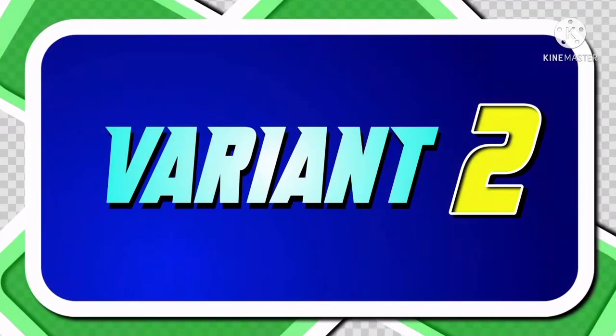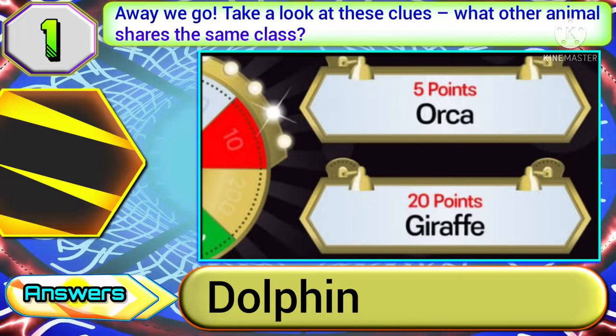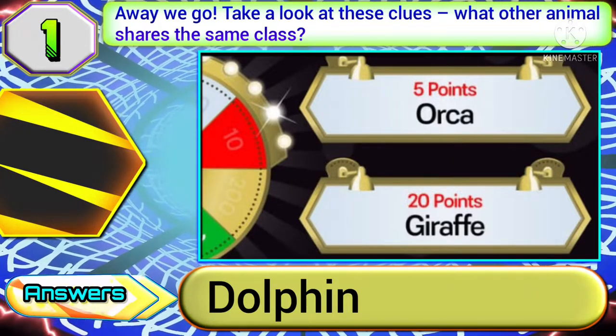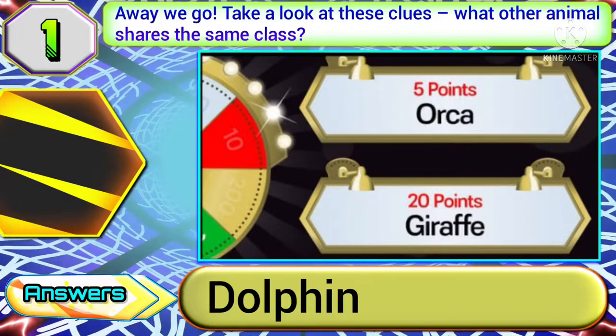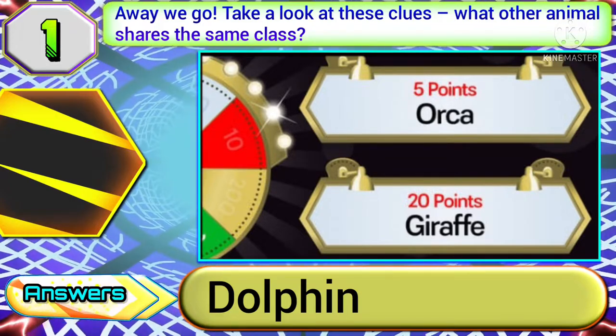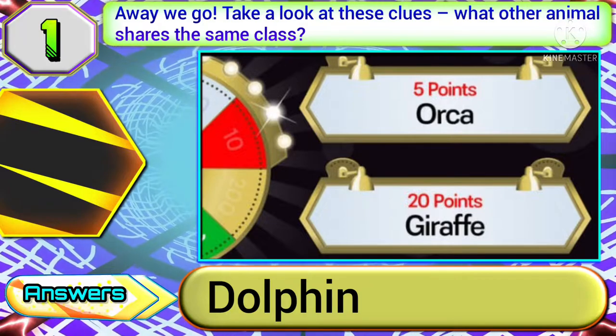Now next in variant 2, if you get the question as, take a look at these clues, what other animals share the same class? And if you get the animals' names on the image as orca and giraffe, then you need to select the option dolphin.